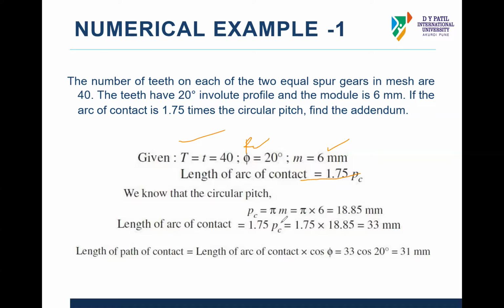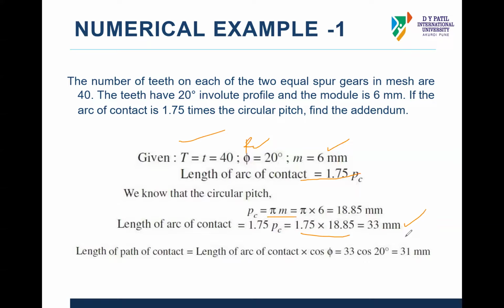So basically what is circular pitch? Circular pitch is nothing but pi into m. We have module value of 6, so we can write pi into 6, 18.85 mm. And the length of arc of contact is 1.75 times circular pitch. So we can put this value of 1.75 into 18.85, and you'll get 33 mm. That is the arc of contact.